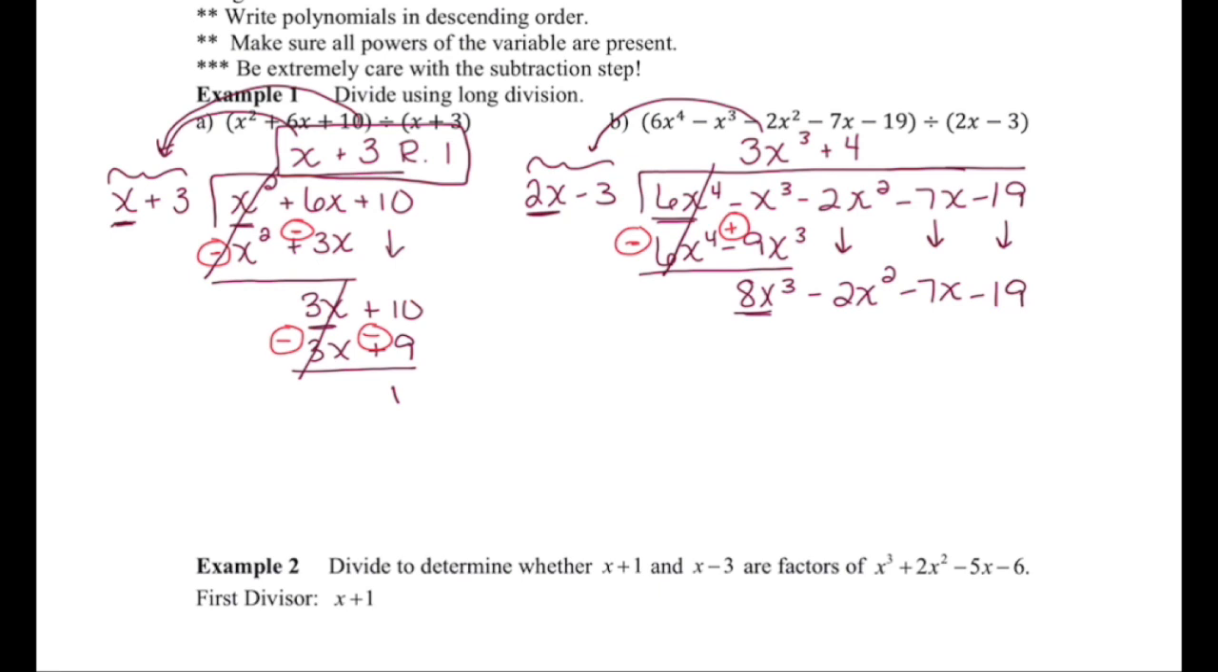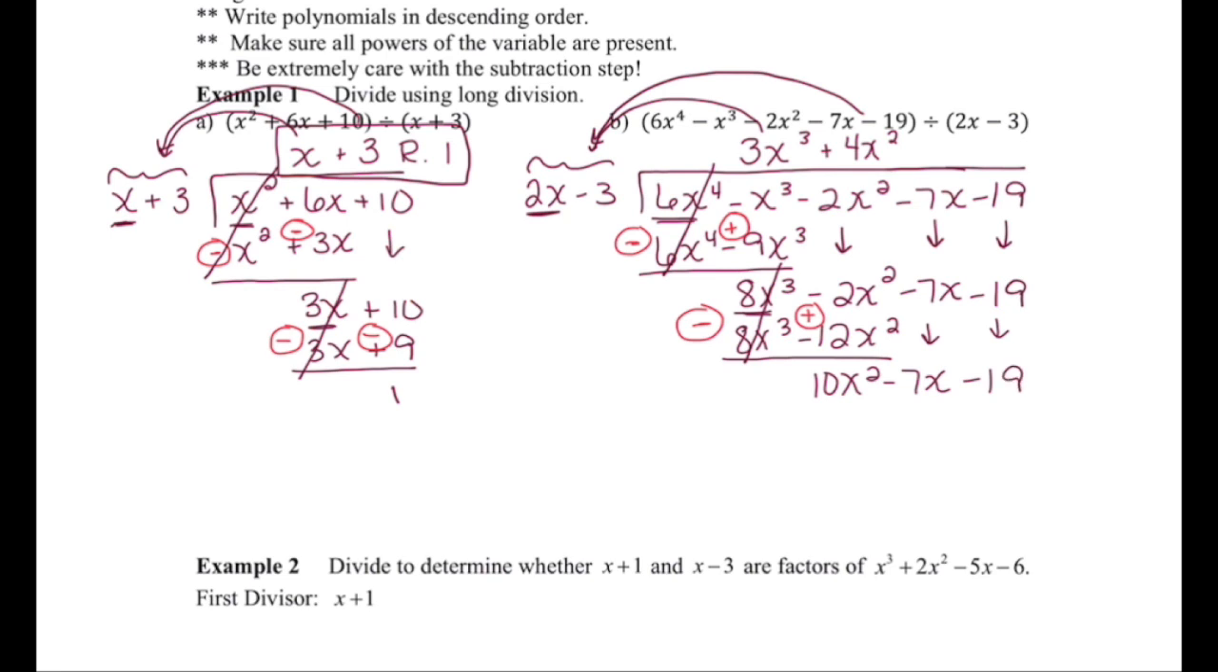And then I have 1x, but we need 2 more so that I can get a cubed. And then we'll multiply. 4x squared times 2x is 8x cubed. 4x squared times negative 3 is negative 12x squared. We'll change our signs. This turns to a negative, and since this is a negative, we'll turn to a positive. Our 8x cubeds disappear, and I now have 10x squared, bringing down negative 7x and negative 19.